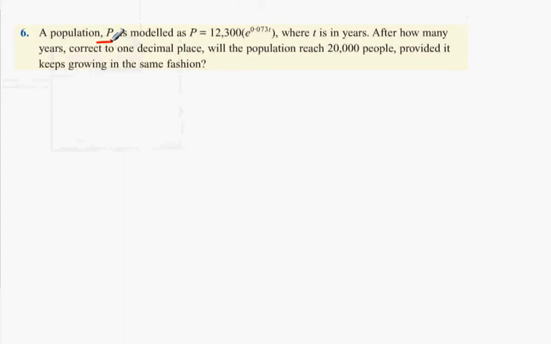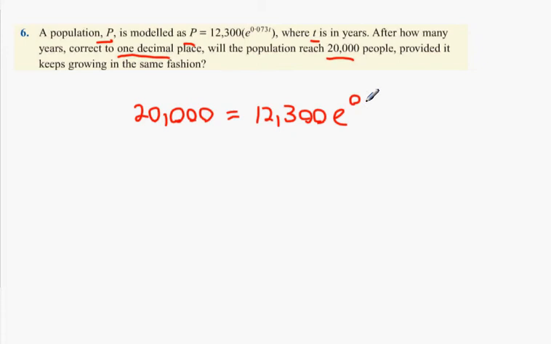Population P, the current population, is modelled on P equals 12,300 multiplied by e to the 0.073t. T is time in years. After how many years, correct to one decimal place, will the population reach 20,000 people, provided it keeps growing in the same fashion? Replace P with 20,000. Okay. That equals 12,300 e to the 0.073t.